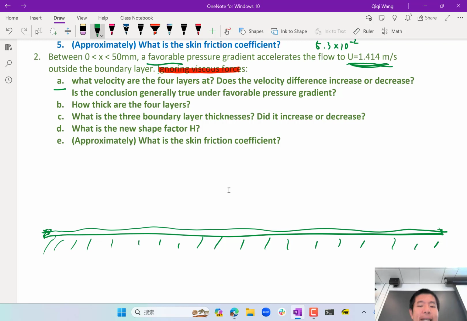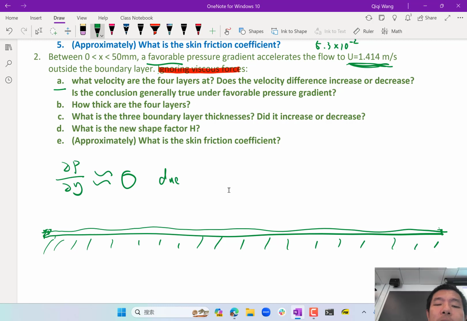Okay, so that's basically the geometry. That means there is a dp dy, or let me just say partial derivative, approximately equal to 0 due to small streamline curvature.